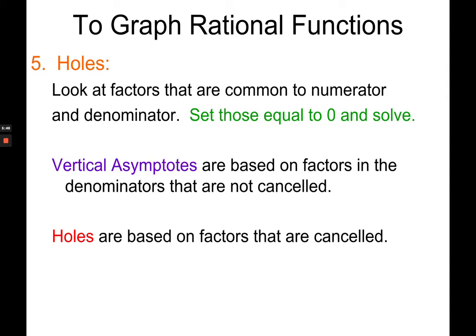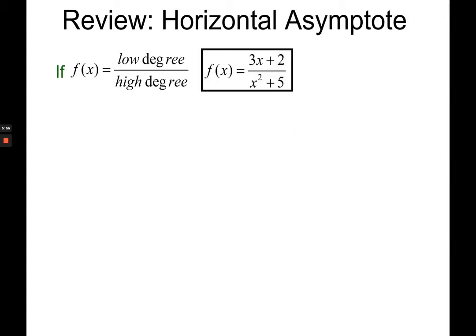We are now ready to graph a rational function. But first, we are going to review your horizontal asymptote. There are 3 cases for your horizontal asymptote, and it is based on the degree. If the degree of the numerator is lower than the degree of the denominator, such as here, where we have 1 degree and the denominator has a higher one, which is 2, your horizontal asymptote is y equals 0.